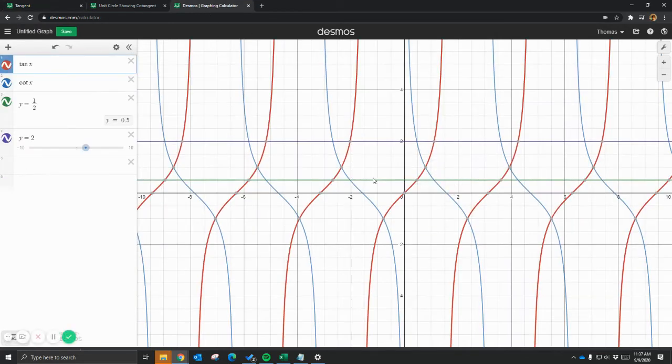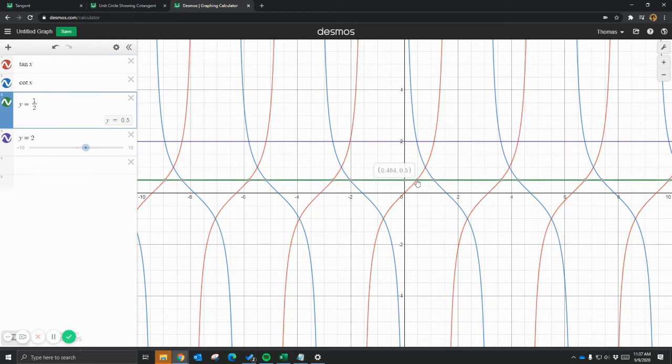Here's the graph. There's nothing labeled here, but here's the graph of tangent in red, and the graph of cotangent in blue. At 1/2, tangent is 1/2 at whatever x value this is. If you go straight up, you have a value of 2 on the cotangent, and vice versa. Anytime cotangent is 2, tangent would be 1/2. You just flip what the value is.